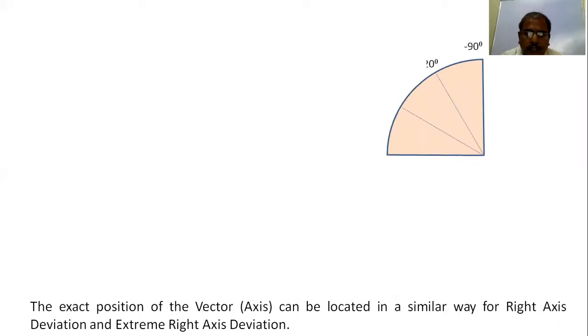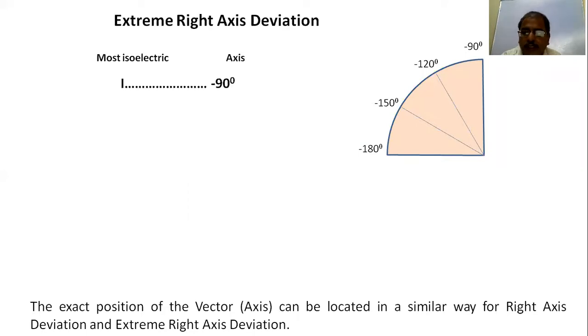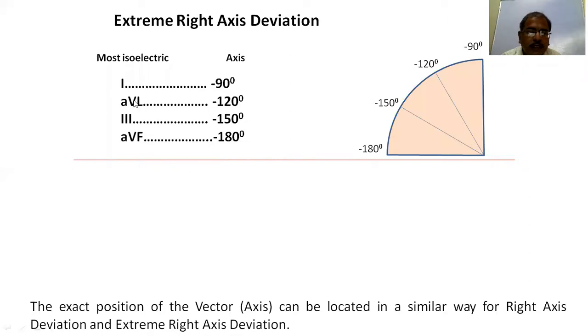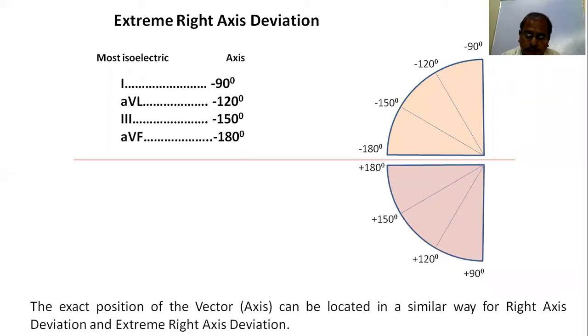Now, the exact position of the vector can be located in a similar way for right axis deviation and extreme right axis deviation. So here you see, if the isoelectric complex is in the upper quadrant and seen in lead 1, then it is minus 90. If aVL, then it is minus 120. If it is 3, then minus 150. If it is aVF, then minus 180. You do not have to memorize this. Just if you do 1 or 2 ECGs, then you can remember the things.